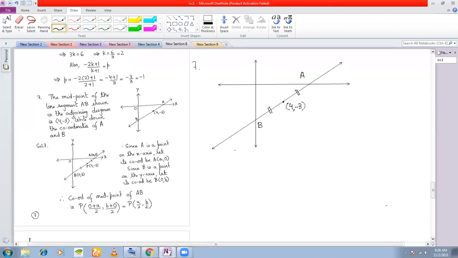The question is to find the coordinates of A and B. Now see, A is a point on the x-axis. That means what can you take the coordinates of A to be? I can take the coordinates of A to be (a, 0). And since B is a point on the y-axis, I can take the coordinates of B to be (0, b), right?